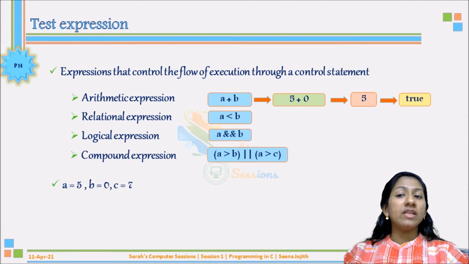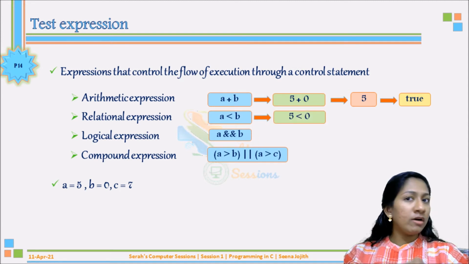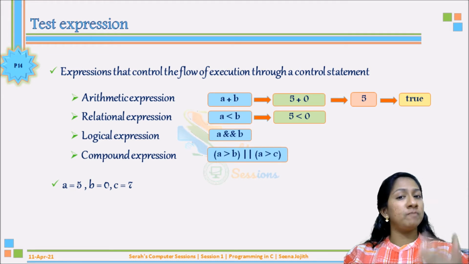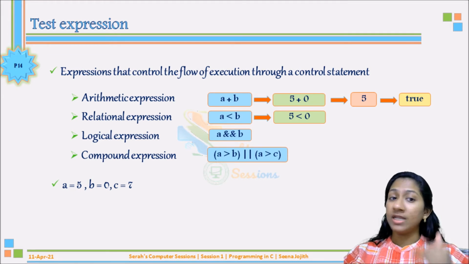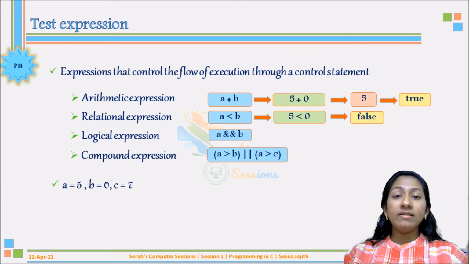Okay, so the next one is relational expression. Let's see. The value of a is 5 and the value of b is 0. So 5 less than 0. Is 5 less than 0? No, 5 is not less than 0. We all know that. So when this expression is evaluated, since 5 is not less than 0, it will evaluate to a false value.